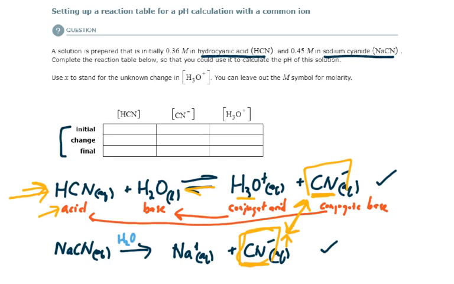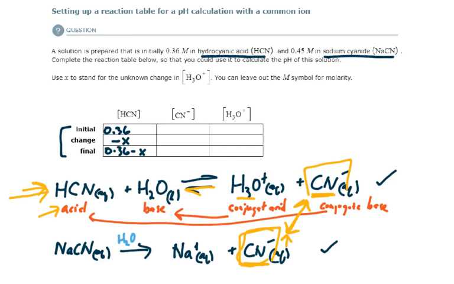So let's determine our concentrations. We want to look at the initial concentration for hydrocyanic acid. Well, that's easy. It's given, 0.36 molar. What will the change in concentration of hydrocyanic acid be as we move towards equilibrium? It'll be minus X. It will change by some small amount, and that small amount will be equal to the hydronium ion concentration. Well, what will the final concentration of hydrocyanic acid be? It will be 0.36 minus X.